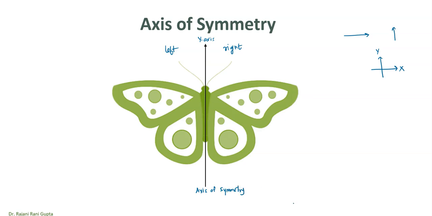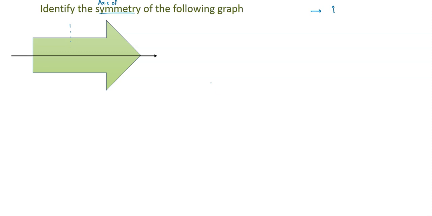Okay, so let's see. You have to identify the axis of symmetry for the following graph. It means you have to look for a line, either horizontal or vertical, that divides this figure into two equal halves. If we try to draw a vertical line, the left-hand side will have a different shape. So if we draw a horizontal line, considering this as the x-axis, you can see the image on top is identical, or a mirror image, of the bottom. So here the axis of symmetry is the x-axis.